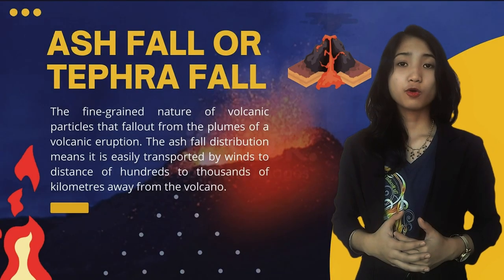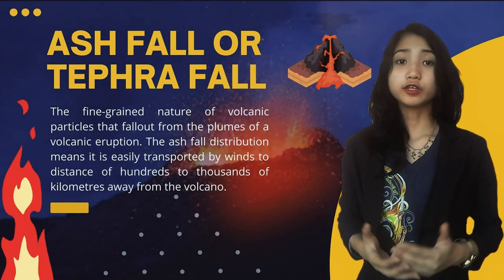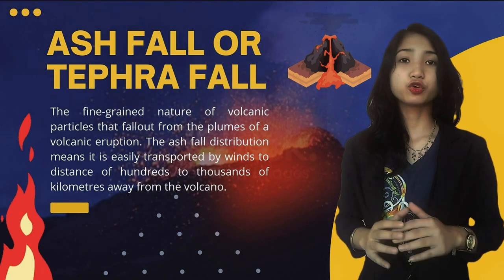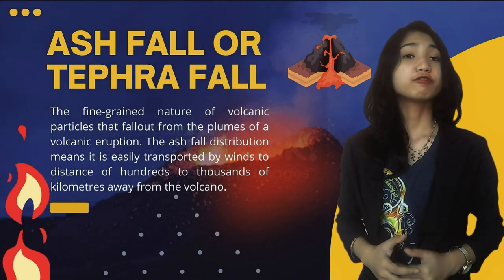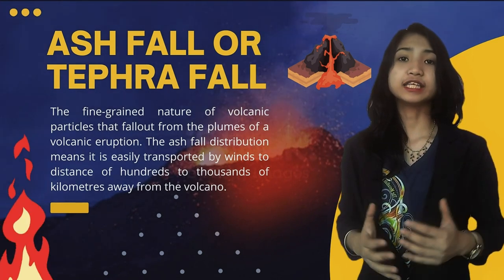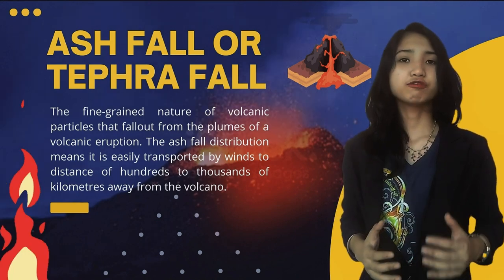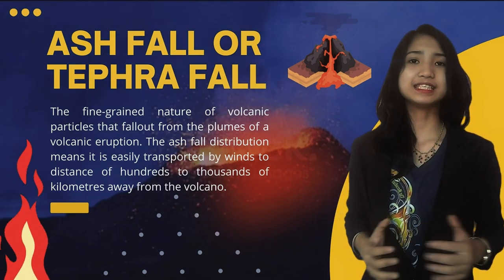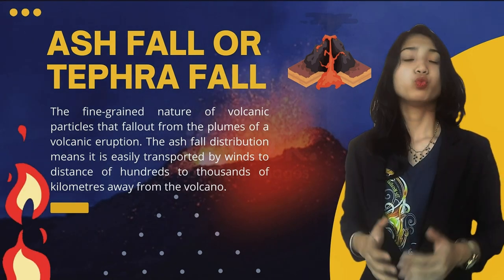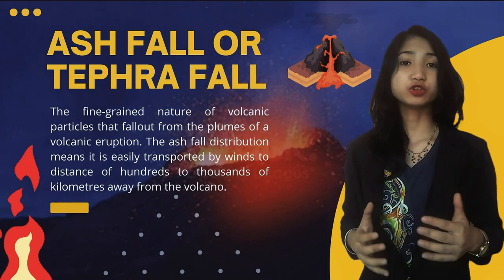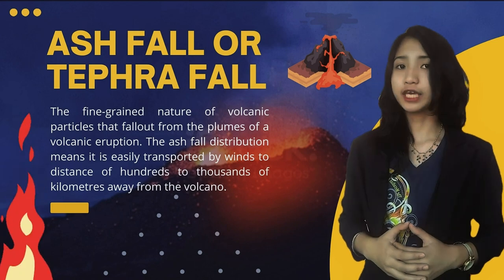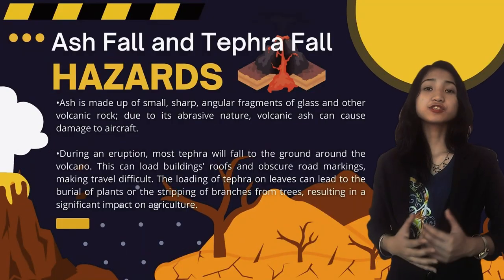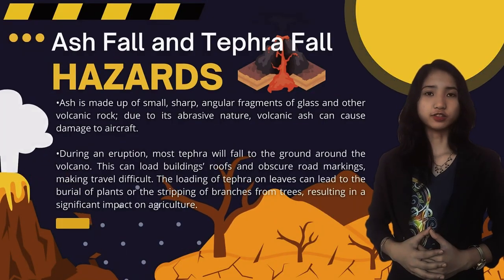The next one is ash fall or tephra fall. The fine-grained volcanic particles fall out from the plumes of a volcanic eruption. The ash fall distribution means it is easily transported by winds to distances of hundreds to thousands of kilometers away from a volcano. Ash fall and tephra fall hazards.